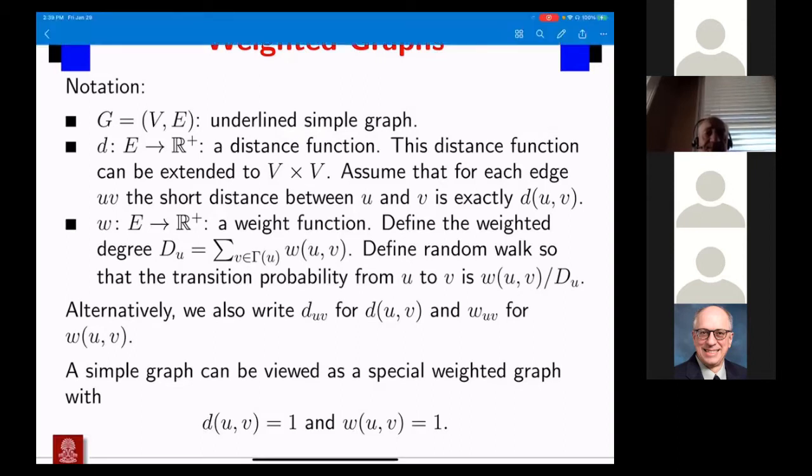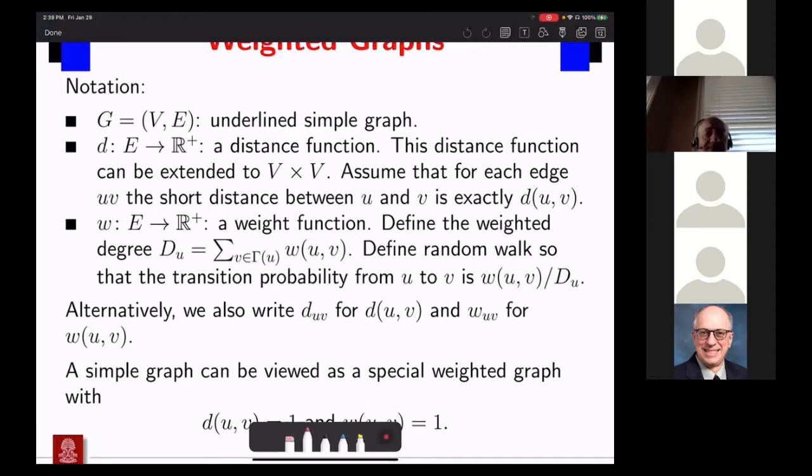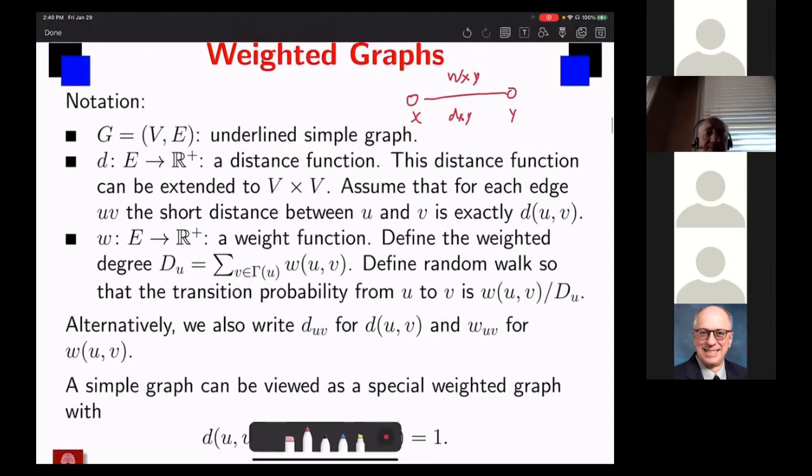Okay, so let me just try to draw. So suppose I had two vertices, X and Y. The way we think about it, we have two weights: one is called W_xy, and one is D_xy. D_xy, you can think about as the distance between X and Y, and that indicates, if you want to send information from X to Y, how long it takes, right? And W_xy is kind of the capacity of the information you send from X to Y. So if you have information you want to send out to the neighborhood, if you have a large capacity, then you'll receive more information. So that defines the random walk.